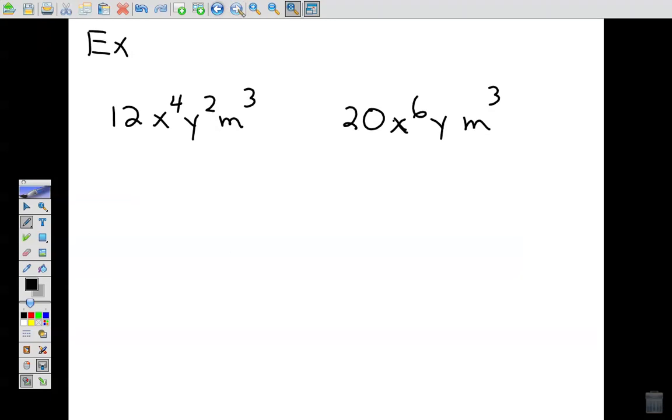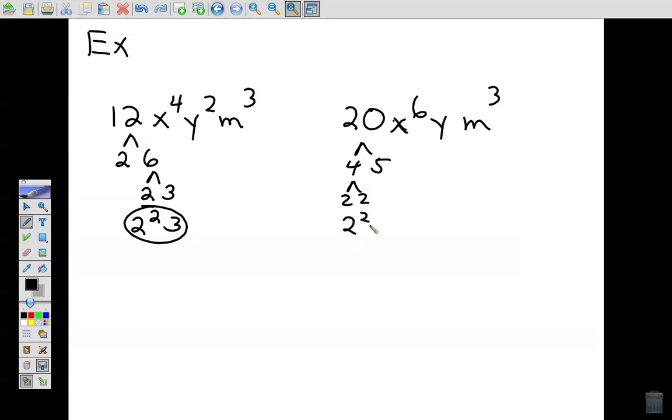All right, last example. Okay, copy this, pause this, and write it down. Okay, let's find the prime factorization of 12. Let's see, I'll start with 2 times 6. That breaks down to 2 times 3. So that would be 2 squared times 3. For 20, I'll use 4 times 5, which breaks down to 2 squared times 5.